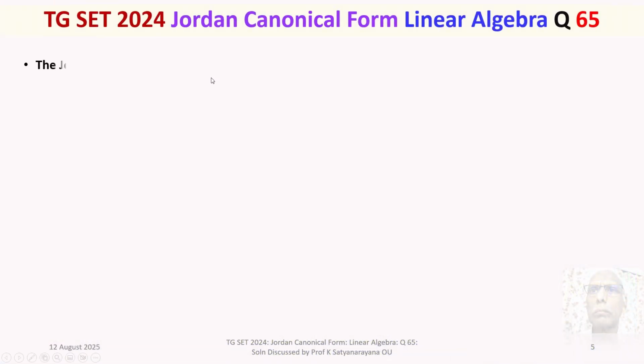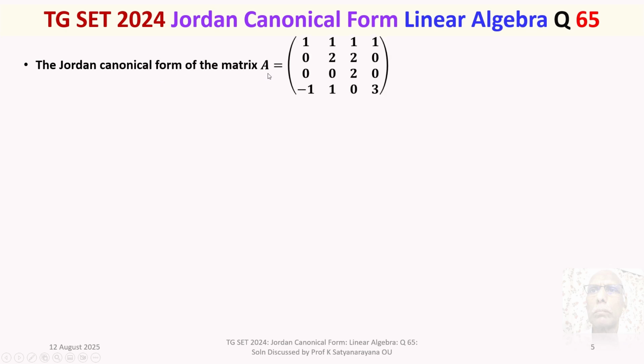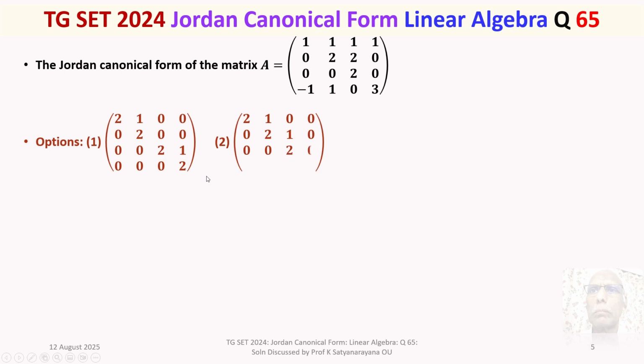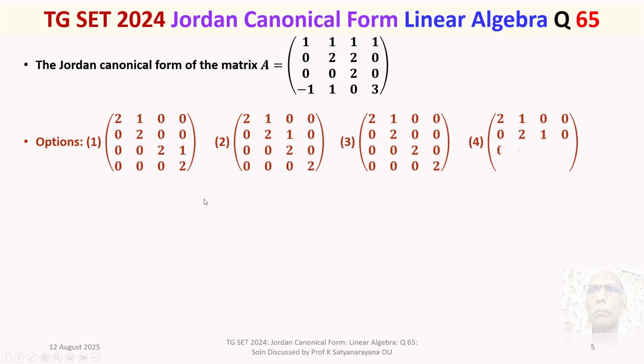The given question is: the Jordan canonical form of the matrix A. It is a 4 by 4 matrix. First row 1, 1, 1, 1. Second row 0, 2, 2, 0. Third row 0, 0, 2, 0. And fourth row minus 1, 1, 0, 3. And the Jordan canonical forms are given in the options. So option 1, 2, 3 and 4. So we have to find out the Jordan canonical form of this matrix.